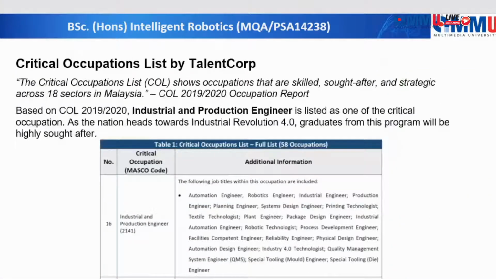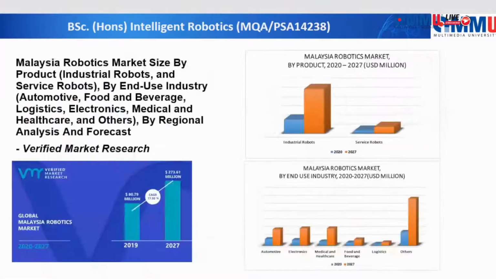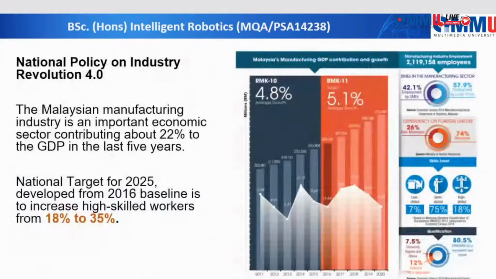So if you look at some of the surveys, you can see that our national policy on Industrial Revolution 4.0 has a national target for 2025: they want to increase the high-skilled workforce from 18% to 35%. So what we need now is basically high-skilled workers in the area of IR 4.0.